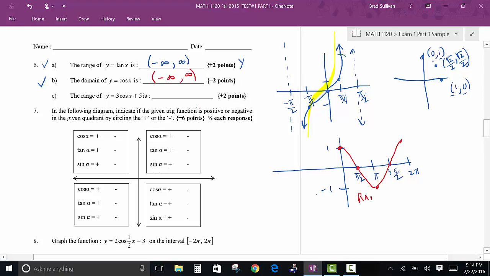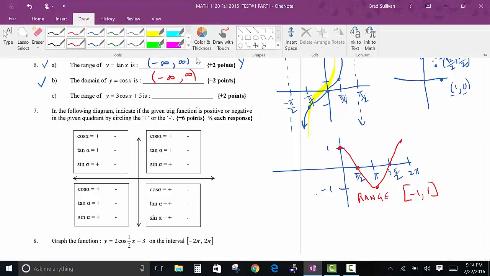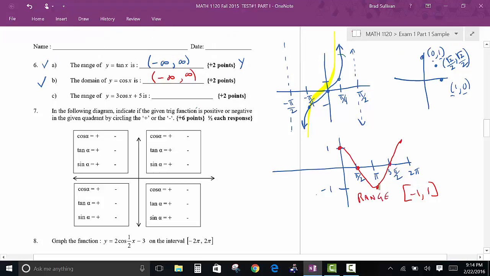Now if I wanted you to do the range of the cosine, the range of the cosine ranges from -1 to 1. Reason being, you have a smallest value of y and you have a highest value of y. Okay, like that. Okay?